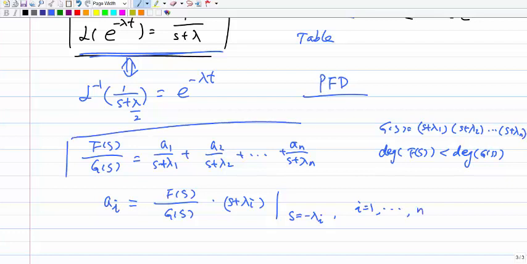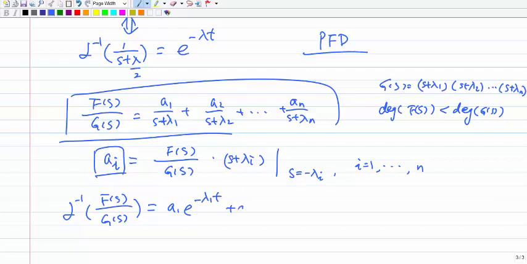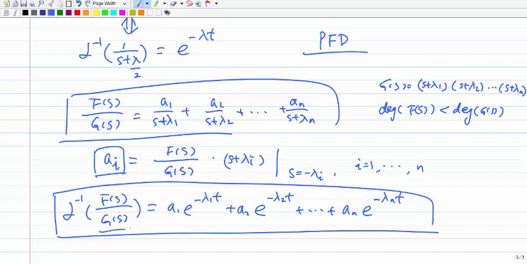So this is how to do the decomposition. This is how you figure out each of the ai, and my L inverse of F(s) over G(s) is given by a1 e to the minus lambda 1 t, plus a2 e to the minus lambda 2 t, and so on and so forth, plus an e to the minus lambda n t. This is how we figure out the inverse Laplace transform for this form, when G(s) has distinct and real poles.